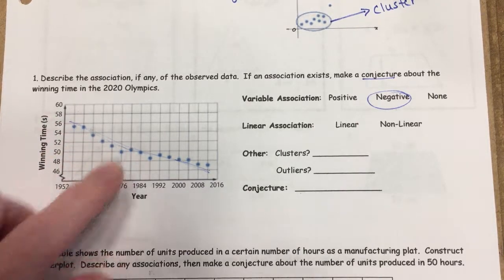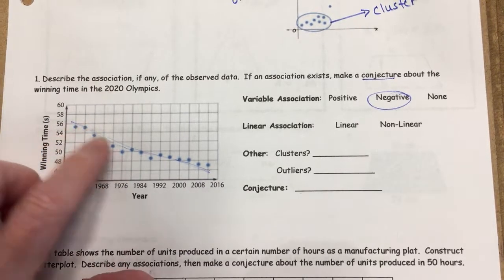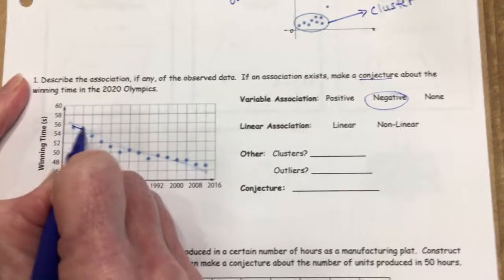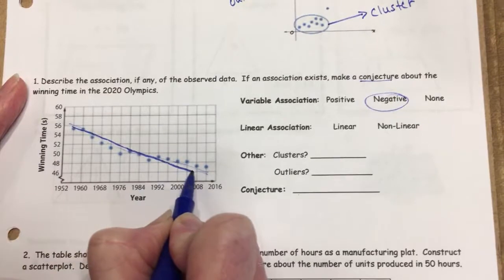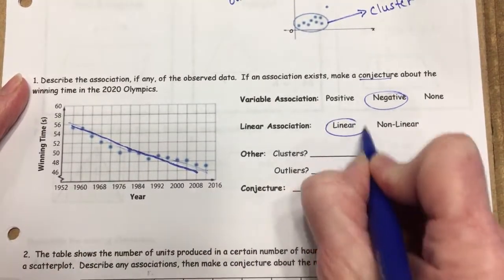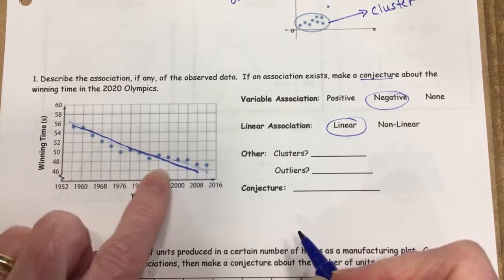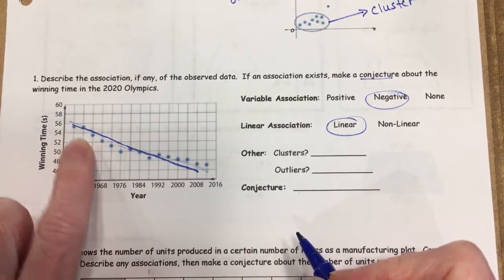Would you say that this has a linear association? Okay, it's not a perfect line, but it's not completely off, right? It's not bad, right? So it's pretty close. All right, so I would say that this, yeah, has a linear association. Do you have any clusters of data? I would say not really.